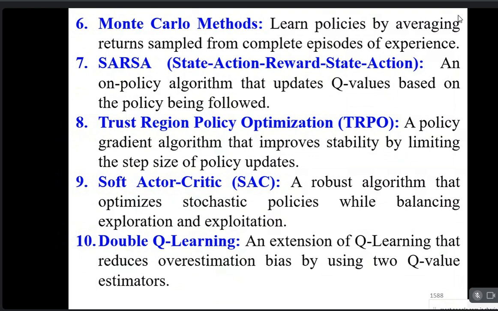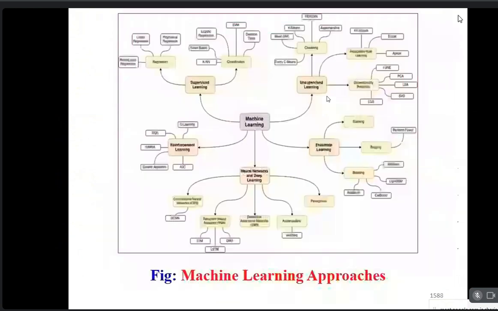A robust algorithm that optimizes the stochastic policies while balancing exploration and exploitation. Then the last technique called double Q learning, an extension of Q learning that reduces the overestimation bias by using two Q value estimators. So this is machine learning.